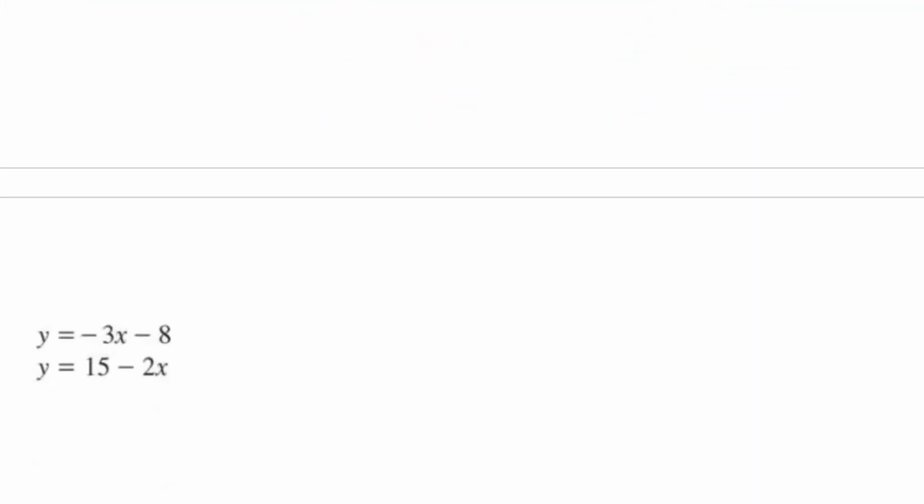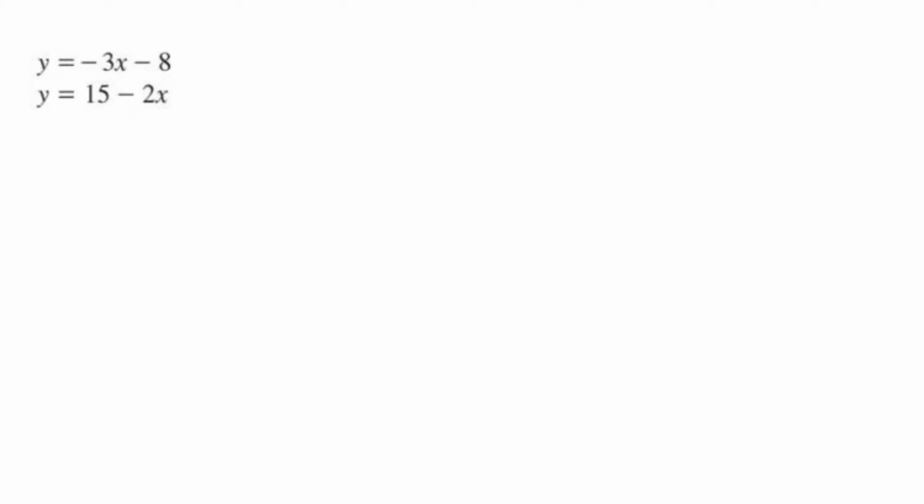Okay, let's move on. All right, so next one, y equals negative 3x minus 8, and y equals 15 minus 2x. Okay, so this is good. You don't have to isolate anything for this particular problem because over here in the first equation, y has been isolated for you, and it equals all of this in green.